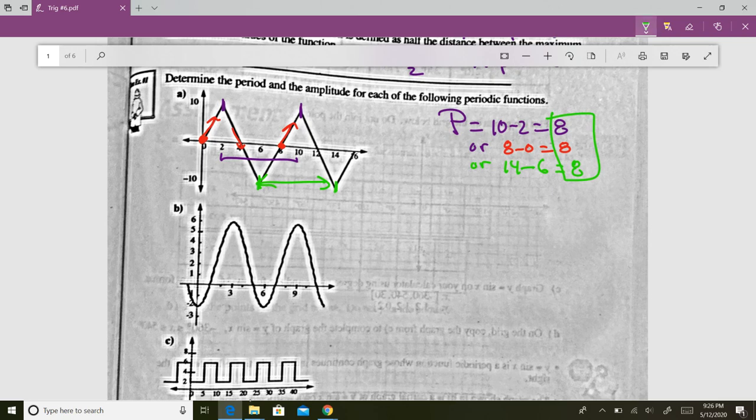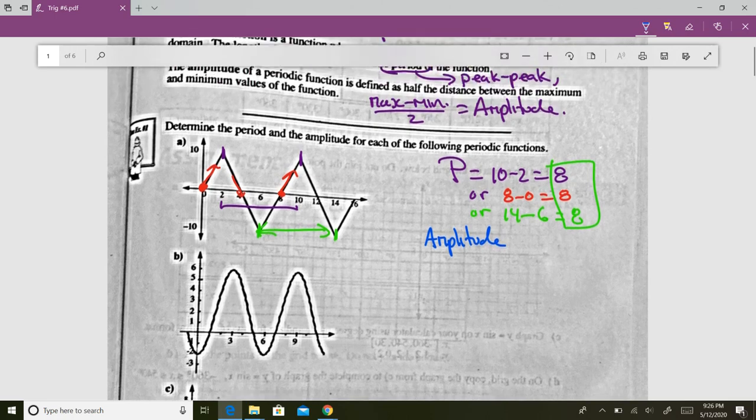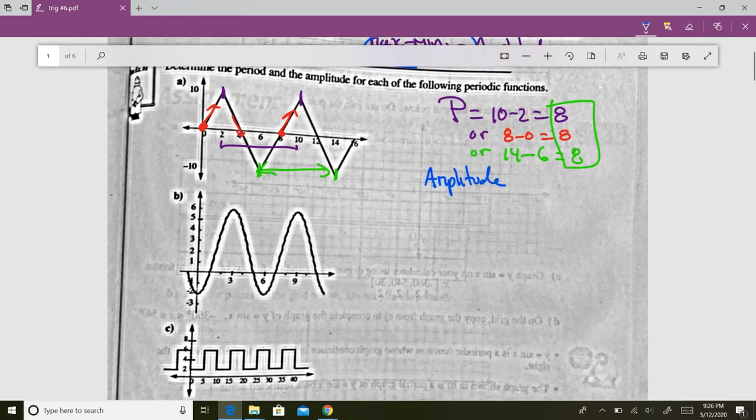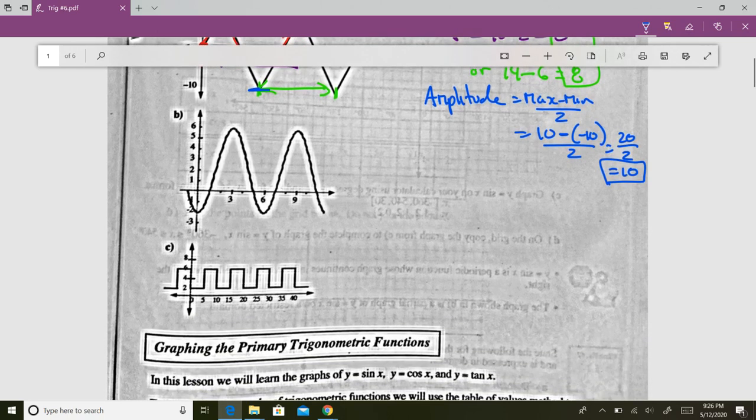So that's the period. Now, if we're going to do amplitude, that's easier. Amplitude, max minus min, divided by 2. So what's the max value of the function? 10. Doesn't matter which one you use, they're both maxes of 10. What's the minimum? Negative 10. So it's 10 minus negative 10 divided by 2. 10 minus negative 10 is 20 over 2. So the amplitude is 10. There you go. All right, next one.